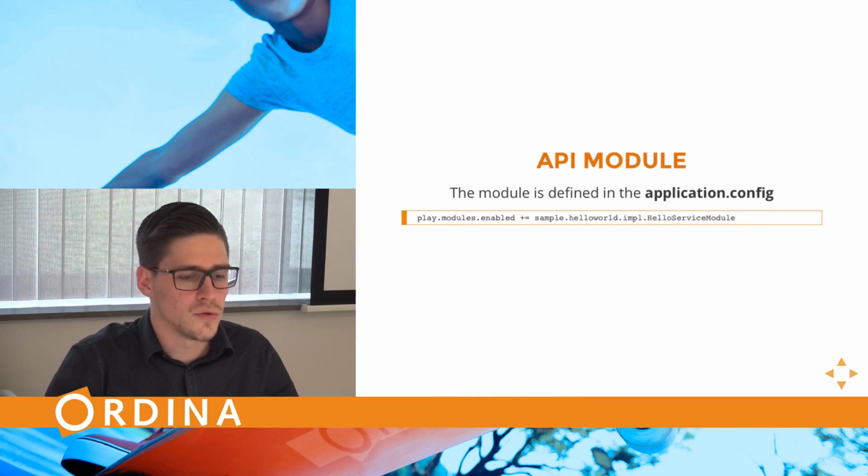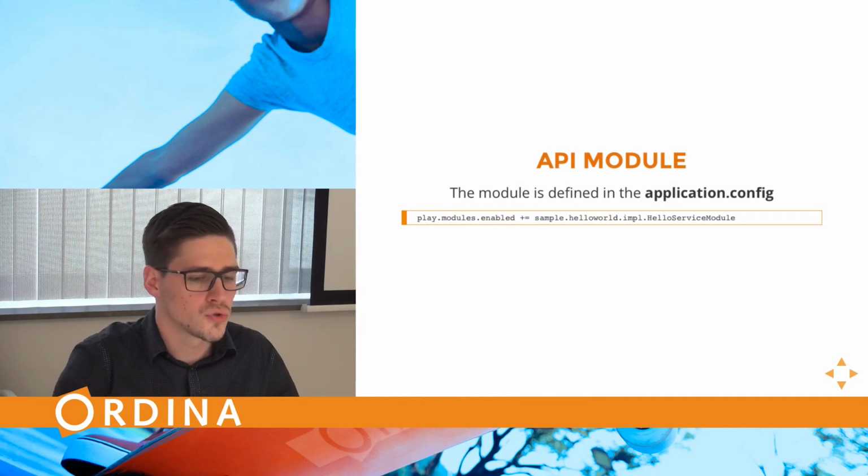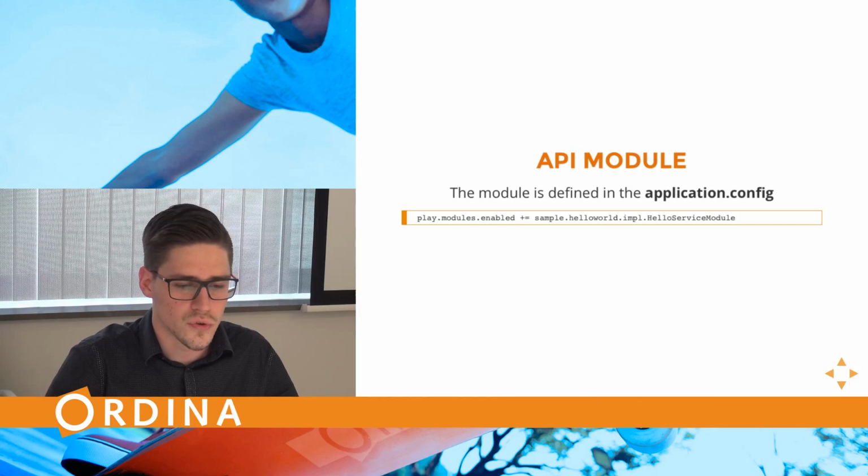The first time that you define the API module, you also need to be sure that it's properly defined in your application config. So that's just a setting that you have to do the first time that you've created your microservice module.